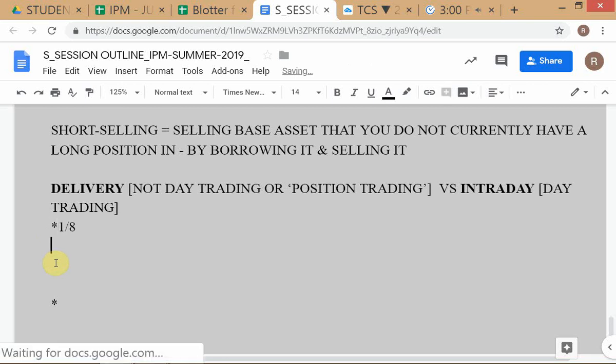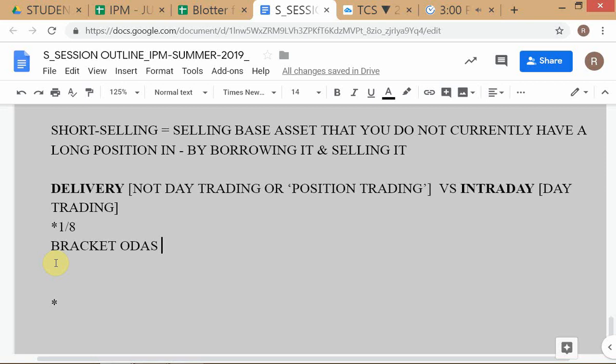Bracket orders we covered. I'm going to use the market shorthand for orders, ODAs. Bracket orders we covered. What else did we cover? I haven't come to the other part. We're looking at the execution, but basically we're also covering market orders and stop orders. So what was I going to tell you? The concept of slippage. Let's look at the concept of slippage.